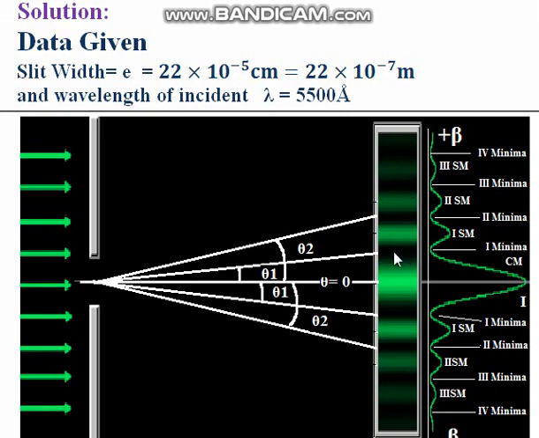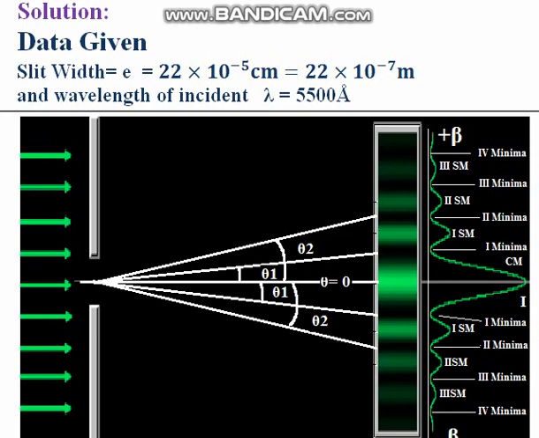This is the point at which there is the first minima, and this is the point at which there is the second minima. The position of the first and second minima is in terms of angle, measured from the experimental line at theta is equal to 0. Suppose that the first minima is obtained at theta 1 and the second minima is obtained at theta 2.